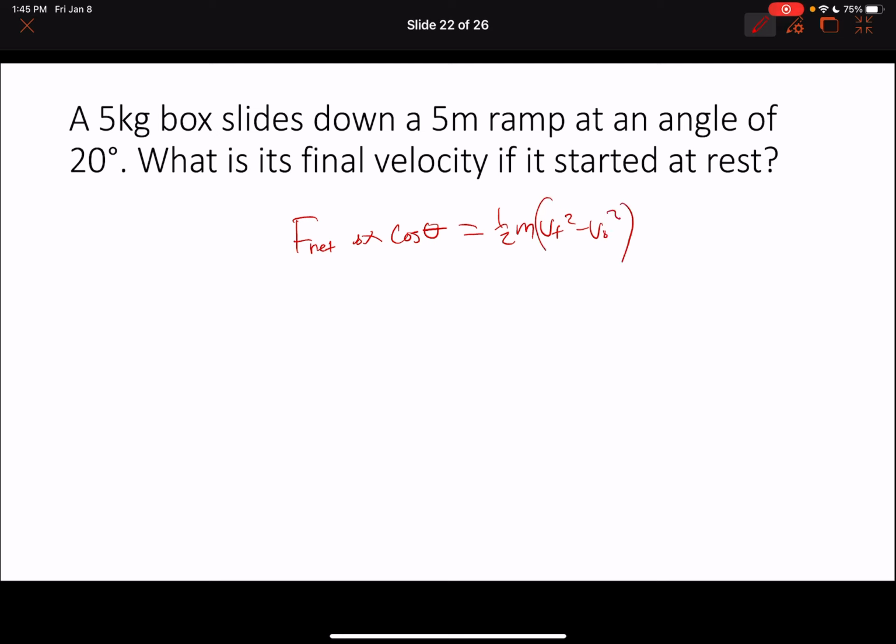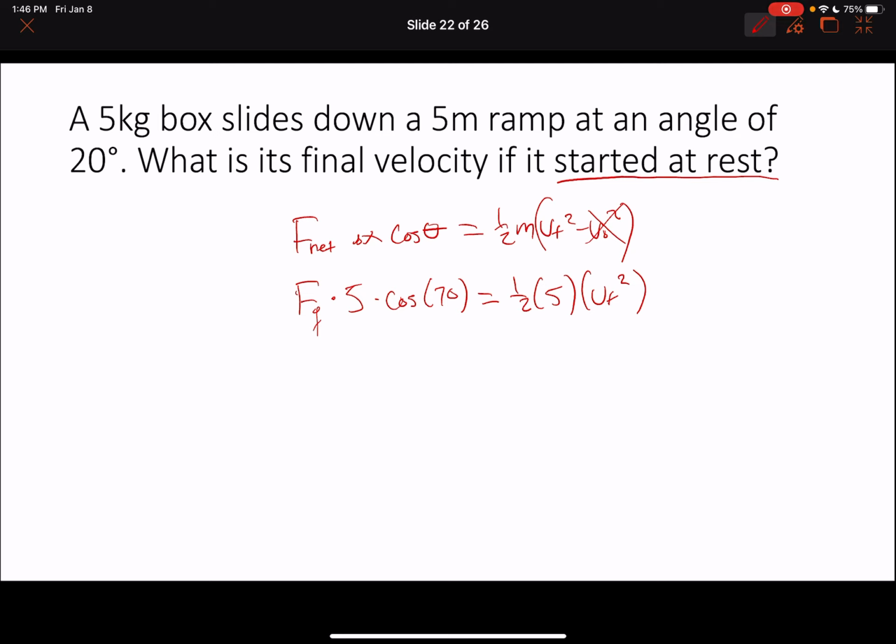And then we have F net was F of G, we said. Delta x is 5. Cosine of 70, we said, for that picture. And then 1/2 of 5. V final is what we're looking for. And then minus V naught. We started at rest, right? So V naught is just 0, so that whole thing is going to be 0.